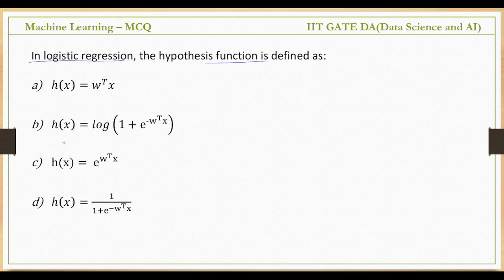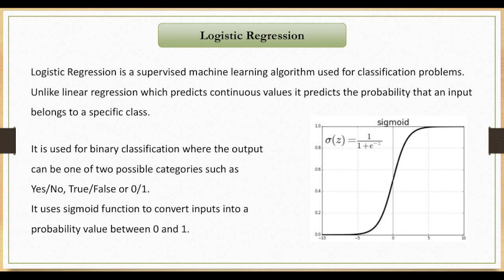So before going to find the correct option, let us see what logistic regression and the hypothesis function are. As we know, logistic regression in machine learning is a supervised machine learning algorithm, and it is mainly used for classification problems.